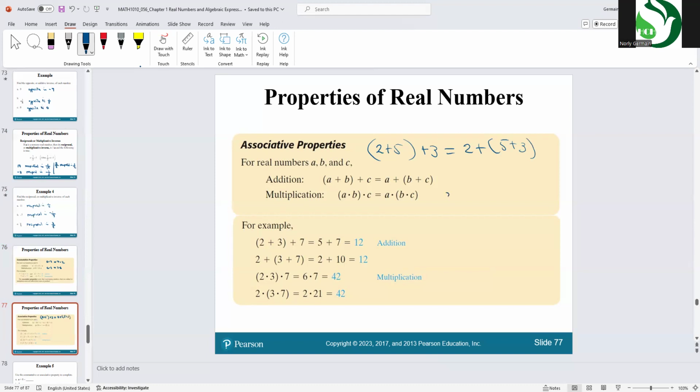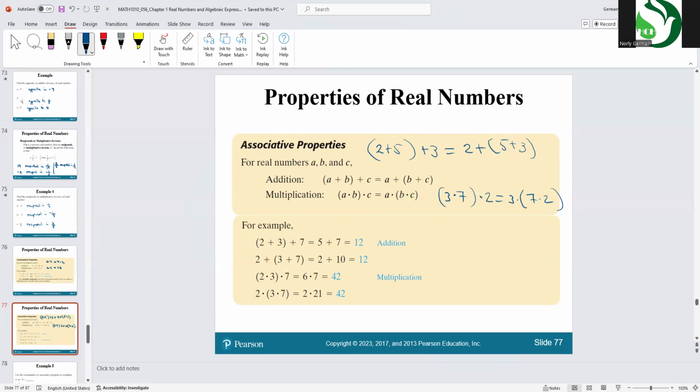If I do 3 times 7 times 2, it is the same thing. I can do either one of these. So I can do 3 times 7 times 2 either way, and both would be 42, all right? So we have all those examples.